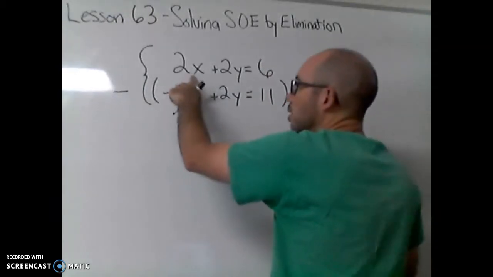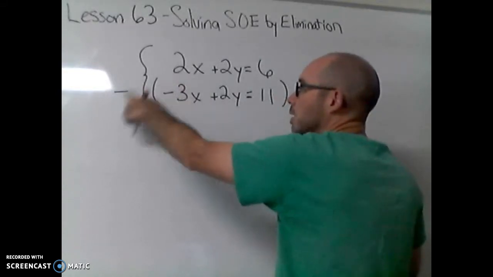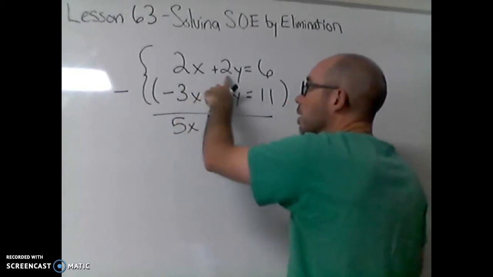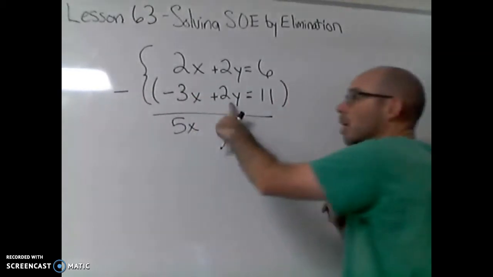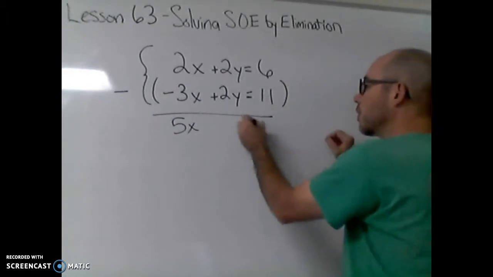And that means that I'm going to go 2x minus negative 3x. 2x plus 3x is 5x. And then I can go 2y minus 2y. There I get my elimination if I do it that way. So let's finish this one off.